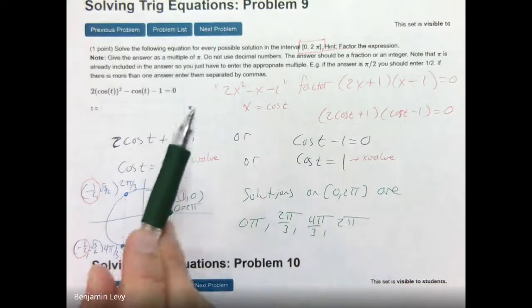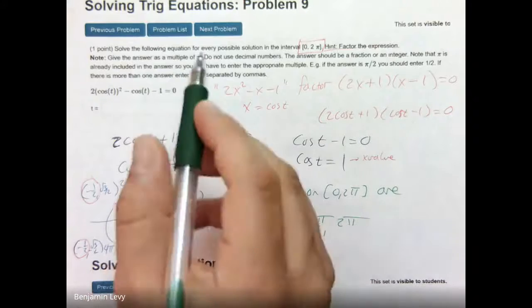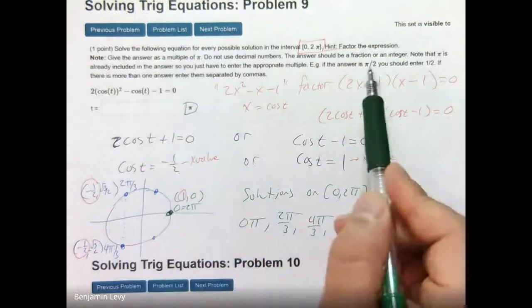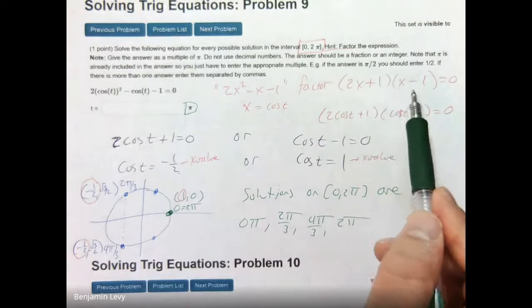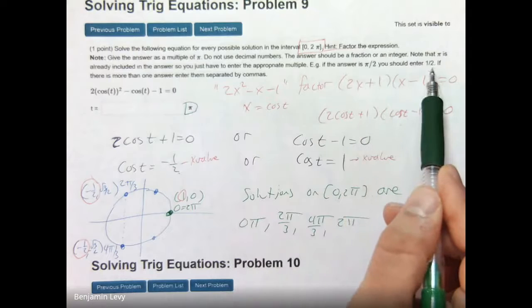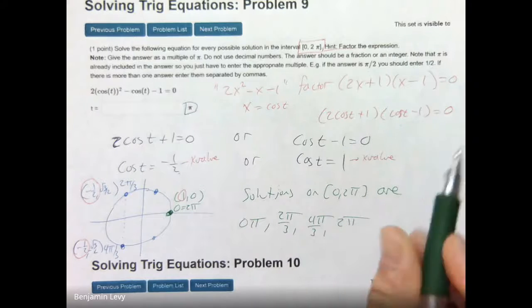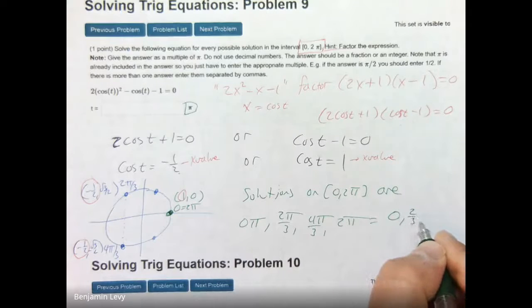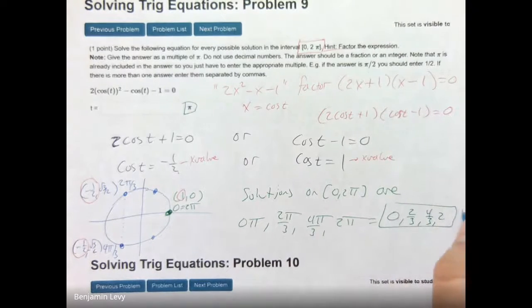But notice the way it wants it entered. It doesn't want you to enter the pi part, and it talks about this in the problem. It says, if you want to enter pi over 2, don't put the pi part in, just enter 1/2 instead. And so the thing you'd enter in the box would be 0, 2/3, 4/3, 2. That goes in the box, because there's a pi outside of it.